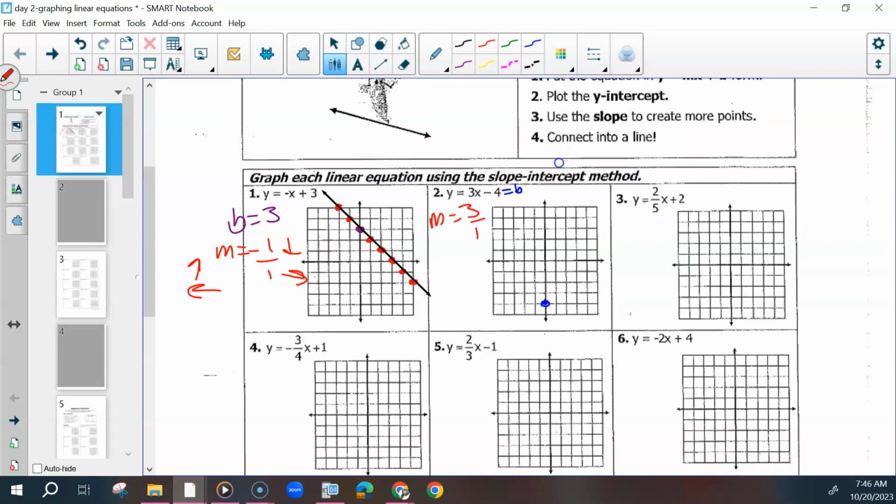So it's positive. What directions could we go to get a positive slope? Up and right, or down and left. But in this case, can I go down and left? No, I don't have any graph space. So we're just going to go up and right. So up 3 to the right 1 as many times as possible. Fill up your graph.